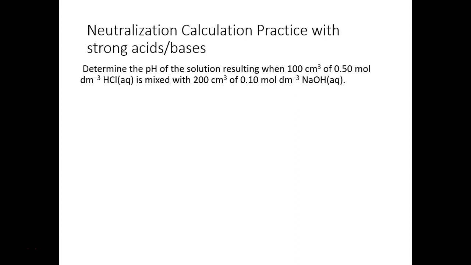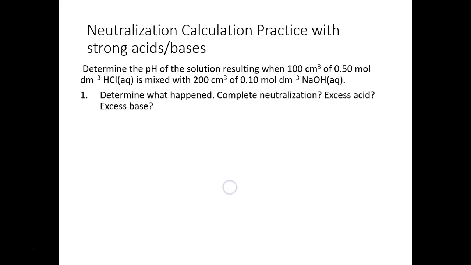Determine the pH of the solution resulting when 100 cubic centimeters of 0.5 molar HCl is mixed with 200 cubic centimeters of 0.1 molar sodium hydroxide. Alright, so we have to first figure out what happened. There's no specific formula to use with these problems. We just have to determine what happened. So we're mixing an acid and a base, so we're going to get a neutralization.